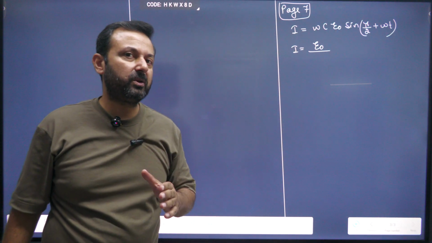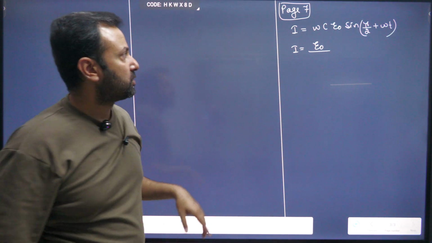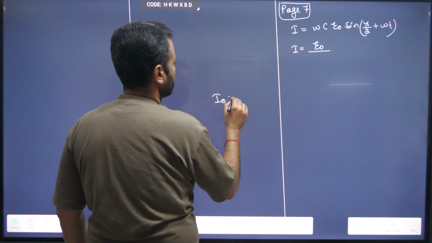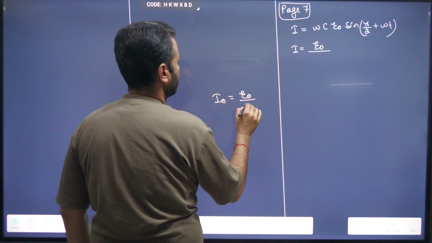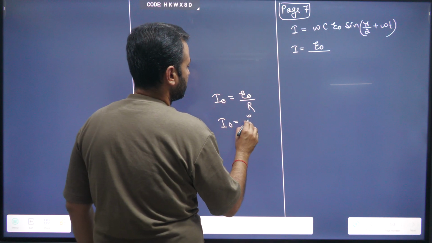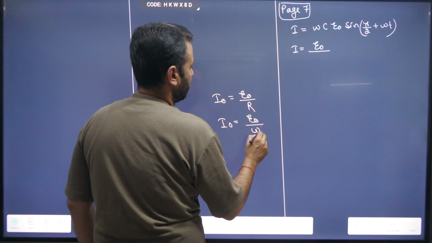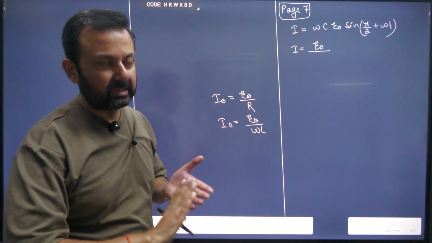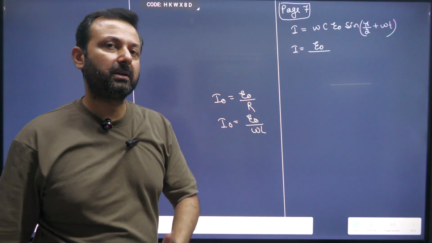I want to know the value of I naught also. So what is I naught? In the case of resistance, it is E naught upon R. In the case of inductance, it was E naught upon omega L. So E naught divided by resistance will give me current I naught.